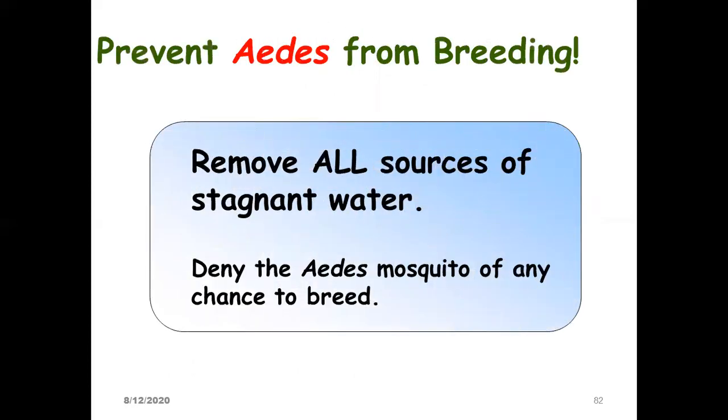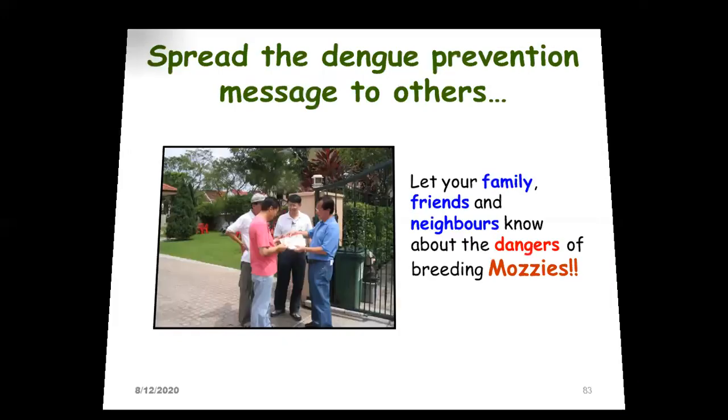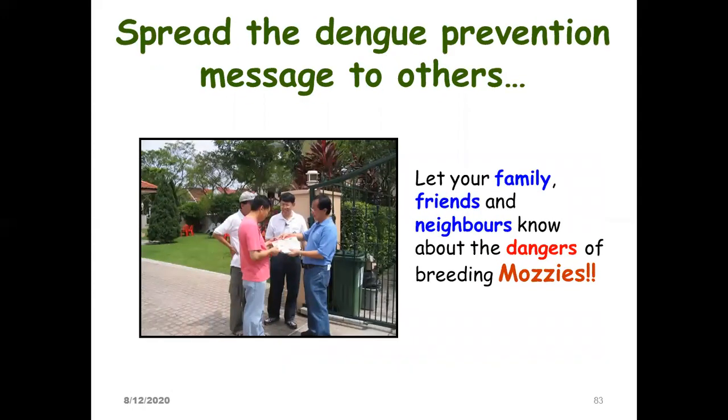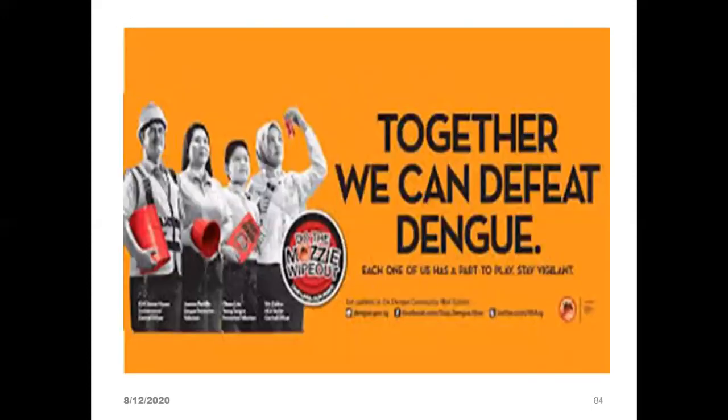So we have to prevent the Aedes from breeding sites. So we have to remove all sources of stagnant water, and we spread the dengue prevention message to the community. That is the health education.